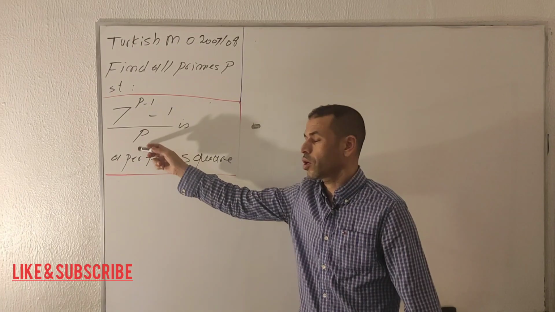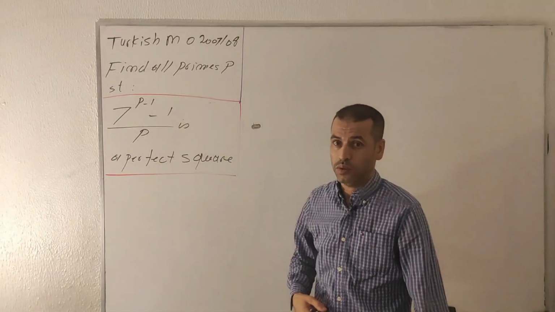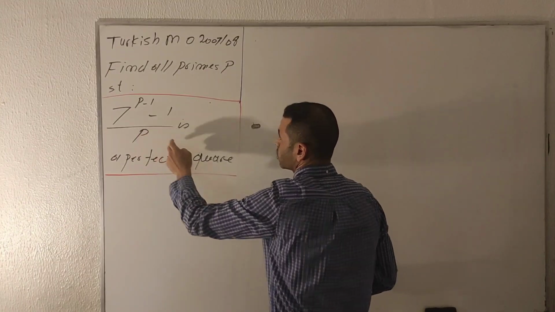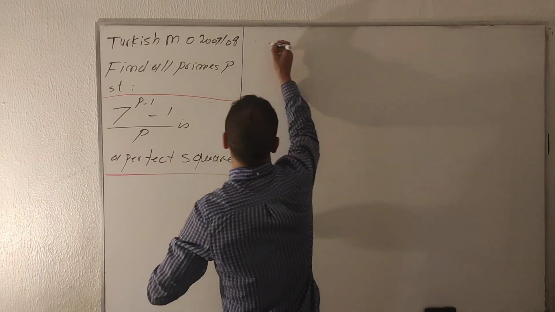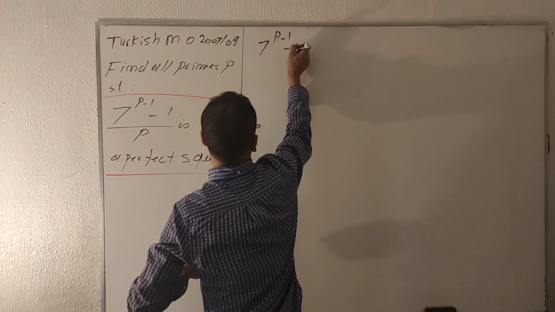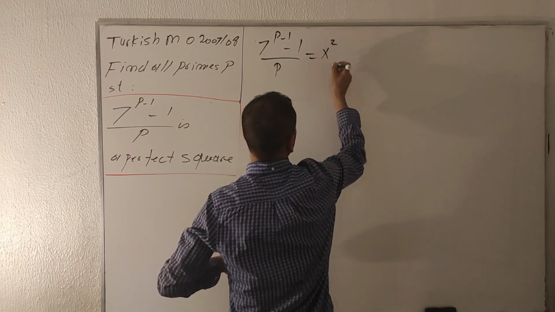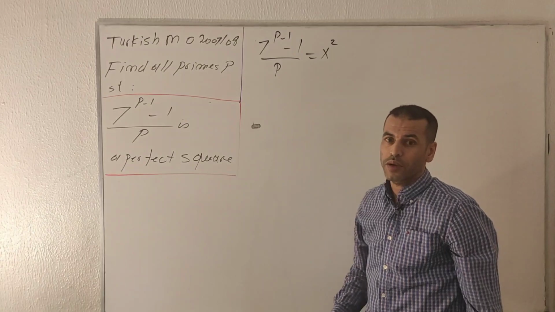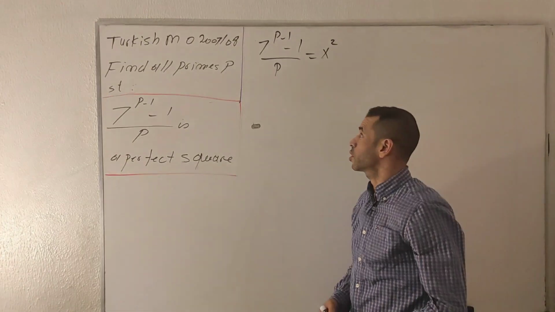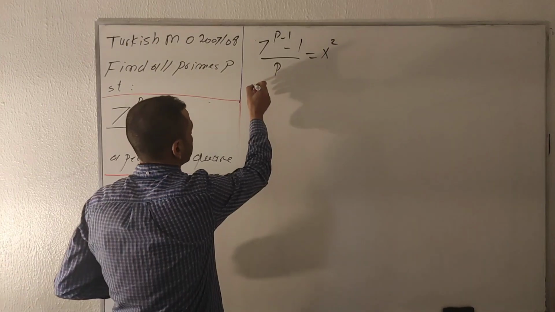Okay, I have been working on this one and came up with a nice proof, which is a nice and quicker method. We say this fraction is a perfect square, which means it can be written in this form: (7^(p-1) - 1)/p = x^2. First, as you know, a prime number can be an even prime or an odd prime. So let's check if p is an even prime.